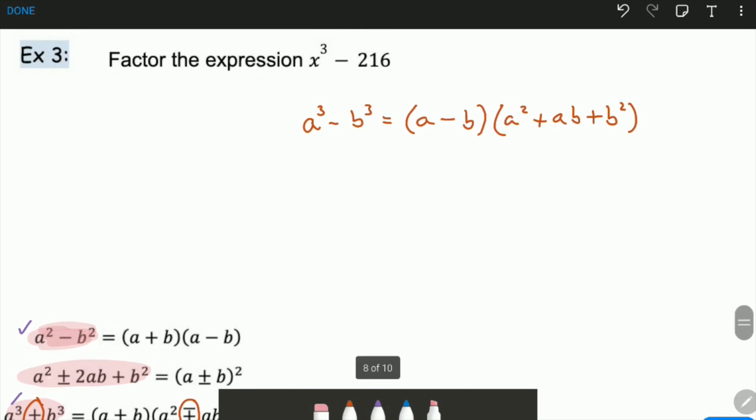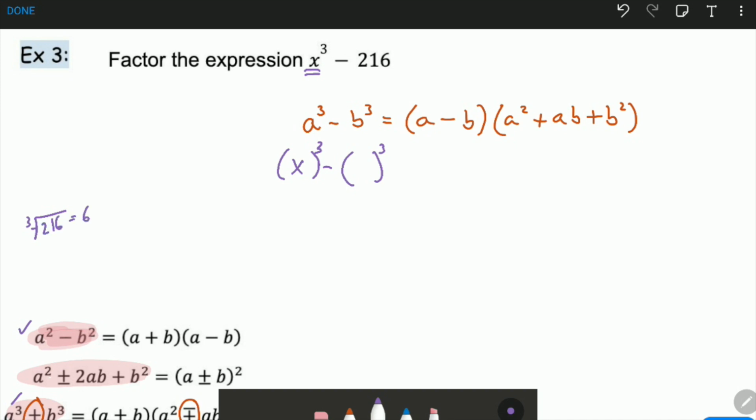Now that we know the signs, we just have to figure out what a and b are. Just like I did with the squared one, I'm going to write it like this, just to help. And what do I cube this time to get x to the third for that first term? That seems a little pointless, but we cube x to get x to the third. And for 216, if you don't know it off the top of your head, you can take the cube root of 216 in a calculator and you will get 6. So we raise 6 to the third power to get 216.